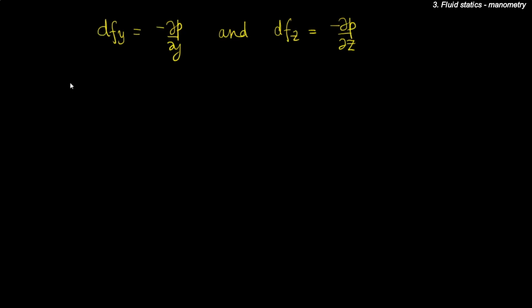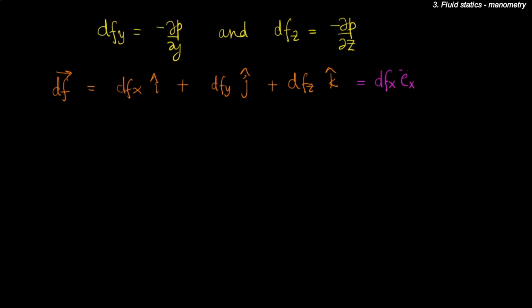Now I can write df, that is the body force acting on the fluid element, as dfx i plus dfy j plus dfz k. Equivalently, I could have written it as dfx ex plus dfy ey plus dfz ez. So it's just a convention of using the appropriate unit vectors.